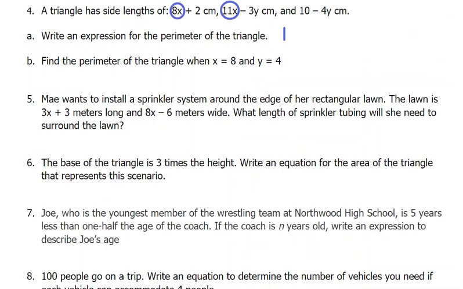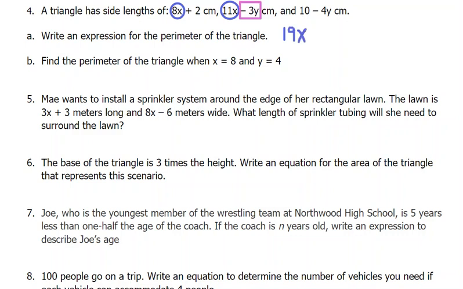All right, number 4, it says a triangle has side lengths of 8x plus 2, 11x minus 3y, and 10 minus 4y. All right, so I know triangles have 3 sides, and in A here it says write an expression for the perimeter of this triangle. So I know perimeter, just like what we did before, I'm going to add up all my sides so I can combine my like terms. So I'm going to write my x's first. 8x and 11x are like terms, and if I combine those, I get 19x.